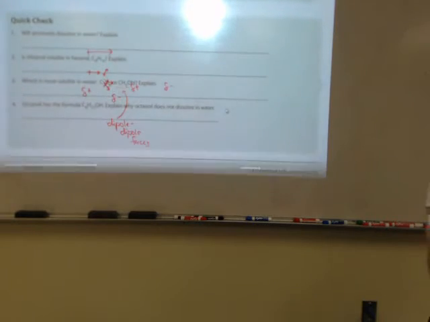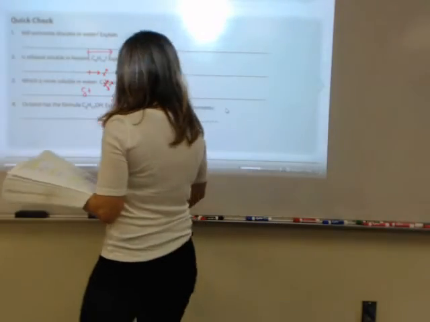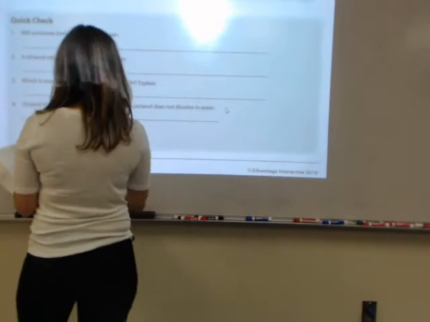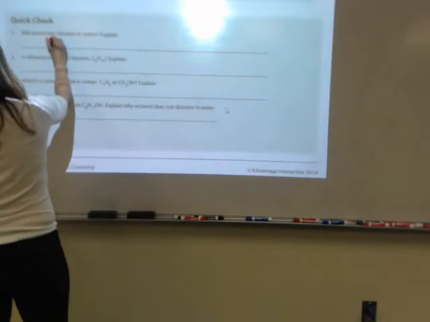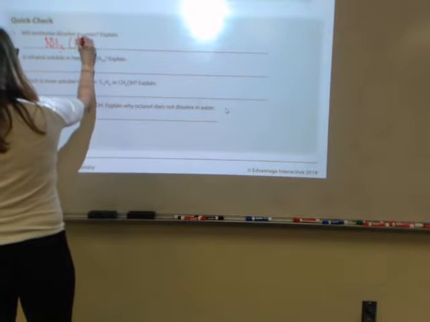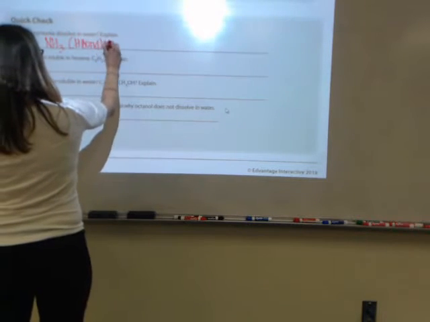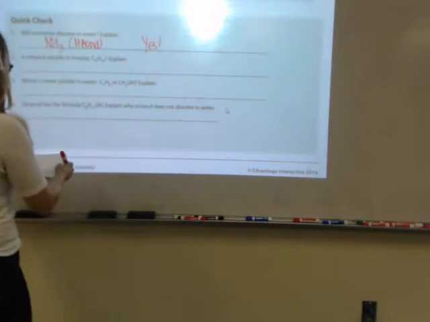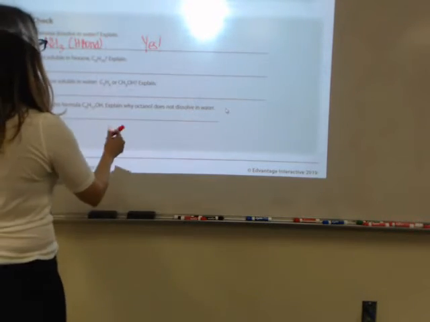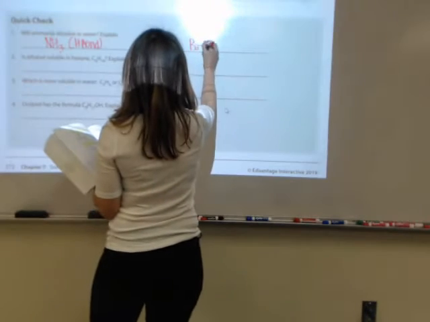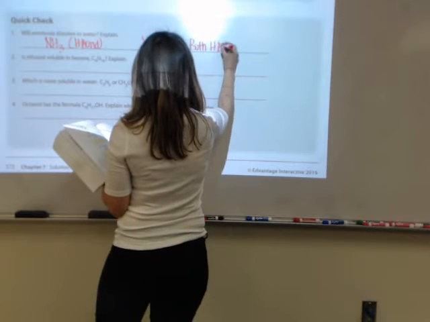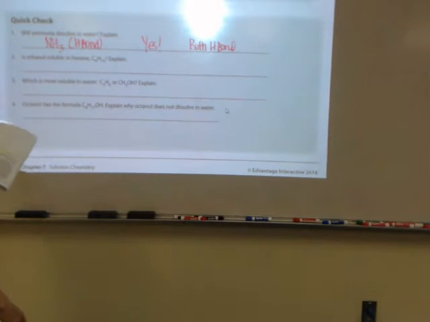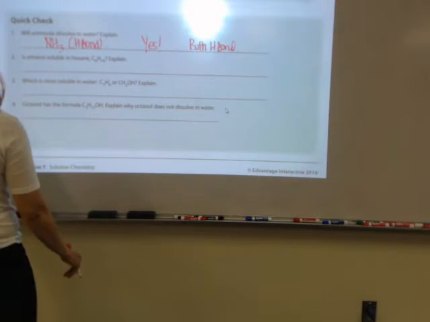Let's take a look at the quick check here. Will ammonia dissolve in water? Well, ammonia is NH3, and it has the ability to hydrogen bond. So I would say yes. They are like substances. They both have hydrogen bonding. So they have similar intermolecular force strengths. Number 2 is ethanol soluble in hexane.